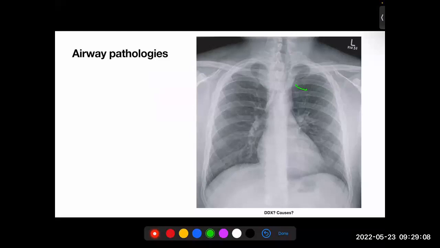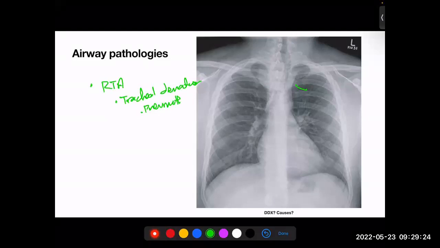But more importantly, what are the other things? Let me give you a scenario. This patient was in an RTA, has tracheal deviation, and the tracheal deviation is not pneumothorax. What are the other things? Pleural effusion. Lung collapse. What is lung collapse? In pneumothorax, the lung collapses, and then the space that the lung collapses from is filled with air. So the mediastinum is pushed to the opposite side.